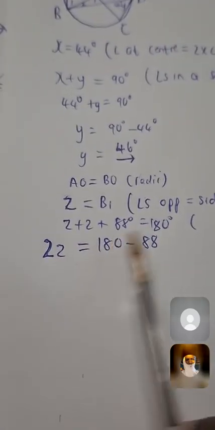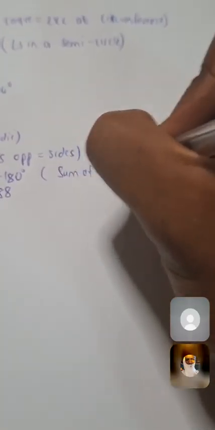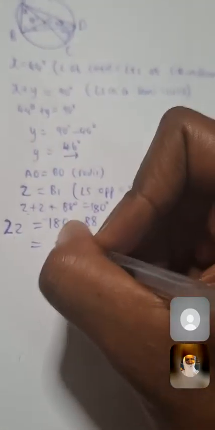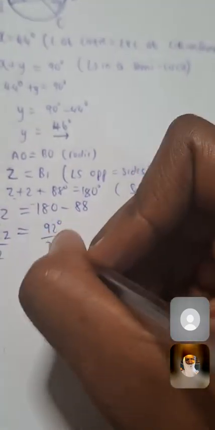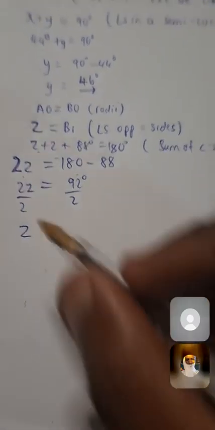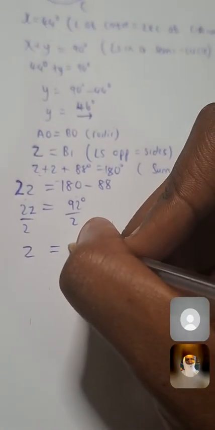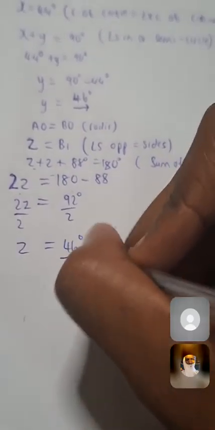And your reason, sorry, would have been Z plus Z plus 88, sum of angles in a triangle. Right. And from there, of course, Z plus Z is 2Z. 180 minus 88, we get 92. Yeah, 92. And then we divide both sides, as he said, by that 2. What's 92 divided by 2? 46, I think 46. Thank you, 46.